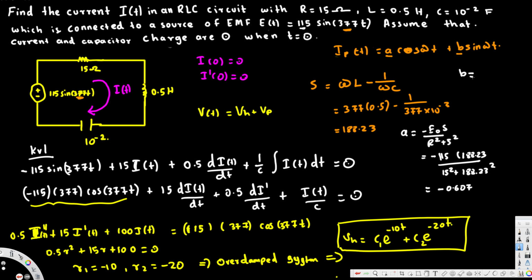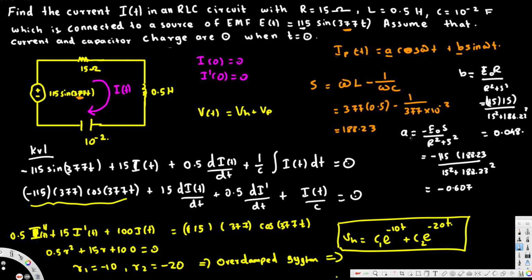After that we are going to calculate the B value. To calculate the B value, we use the same equation, but this is going to be positive in this case, and we have R, so this is E naught R divided by the same denominator, R square plus S square. E naught is the amplitude of the given voltage, 115, and R is the resistance, 15, divided by 15 square plus 188.23 square, and that's going to give us 0.048. So this is our B value.